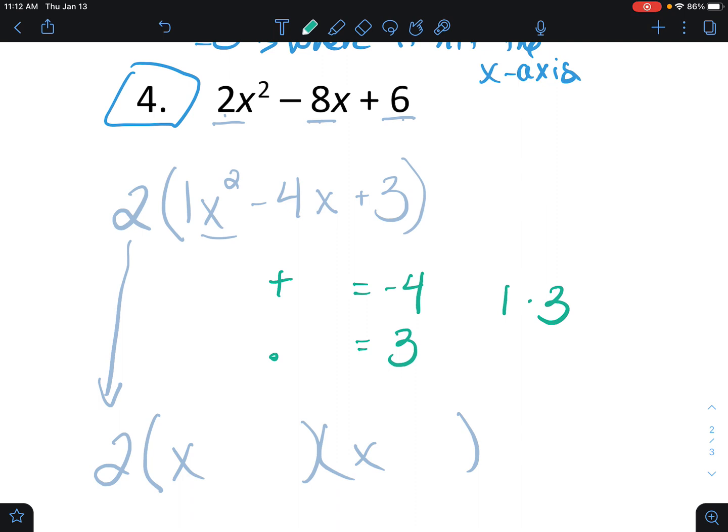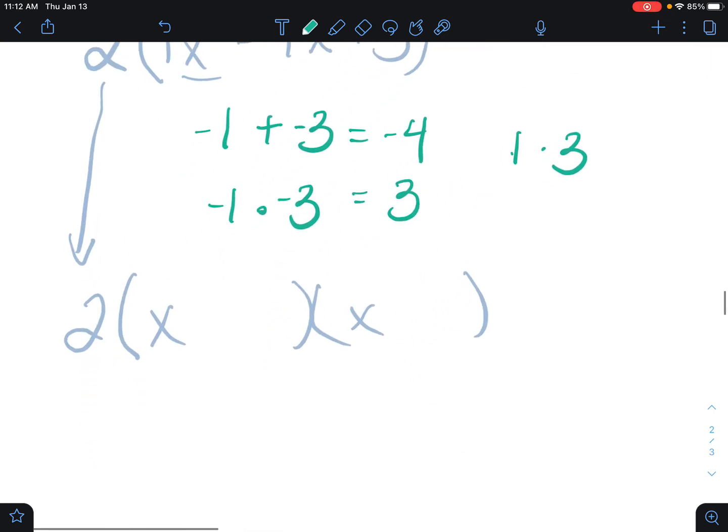Well, if you're sitting there pondering that, I'm going to help you out. If I make both of them negative, so negative 1 plus negative 3 gives me negative 4. But when I multiply them, 2 negatives make that a positive 3. So my magic numbers are negative 1 and negative 3. So I'll have x minus 1, x minus 3.